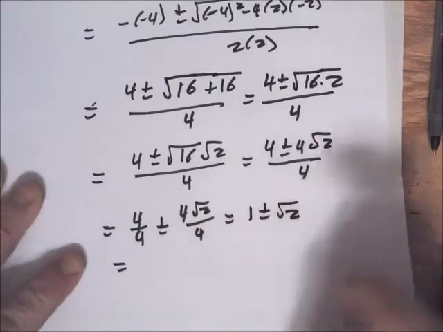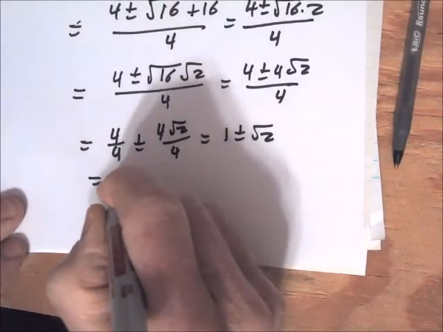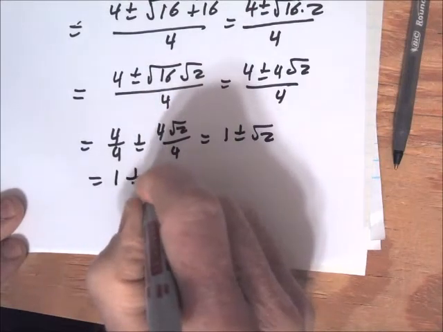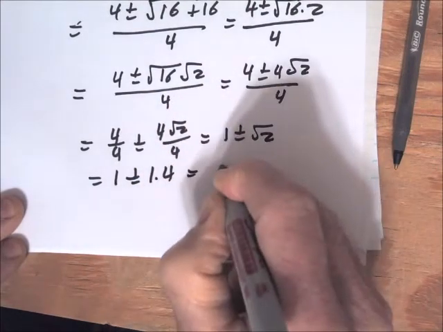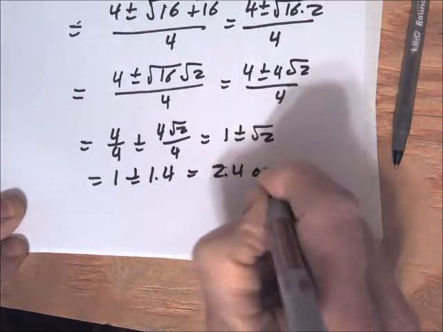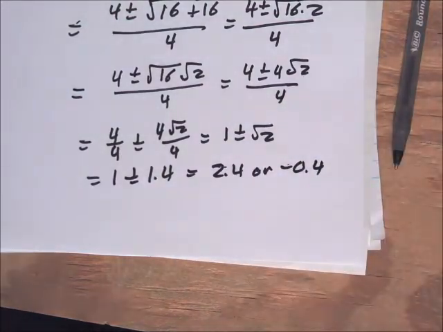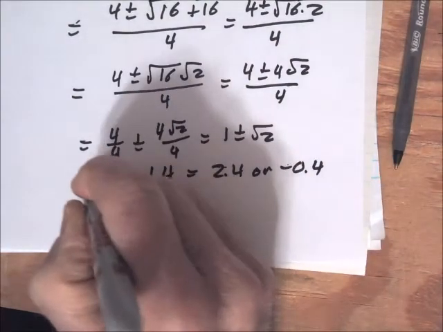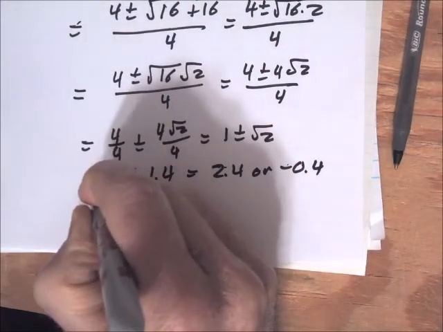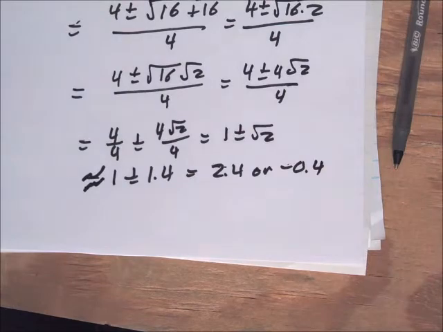Root 2 is approximately, and for purposes of graphing it will help to estimate, 1.4. So 1 plus or minus 1.4. 1 plus 1.4 is 2.4. 1 minus 1.4 is negative 0.4. So we have approximate values here for purposes of graphing.